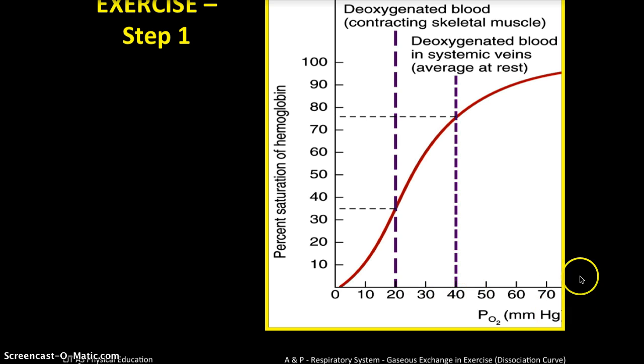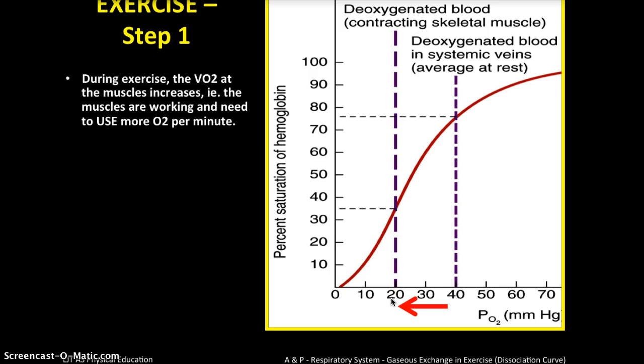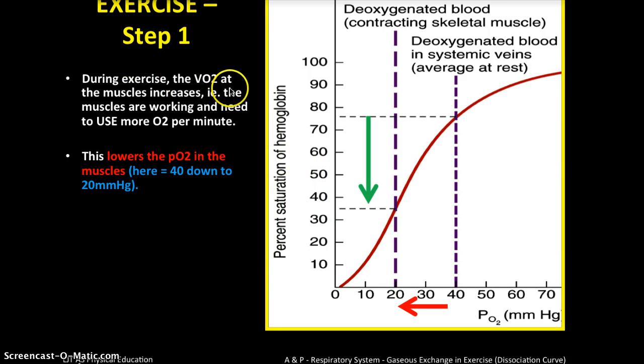The gradient, where there's a high partial pressure in the lungs or in the blood from the lungs and an even lower partial pressure in exercising muscles, means we will have a greater concentration gradient, and therefore more oxygen will diffuse from the hemoglobin and go into the muscle cells. So during exercise, the VO2 of the muscles increases. So as in more oxygen is used by the muscle cells.